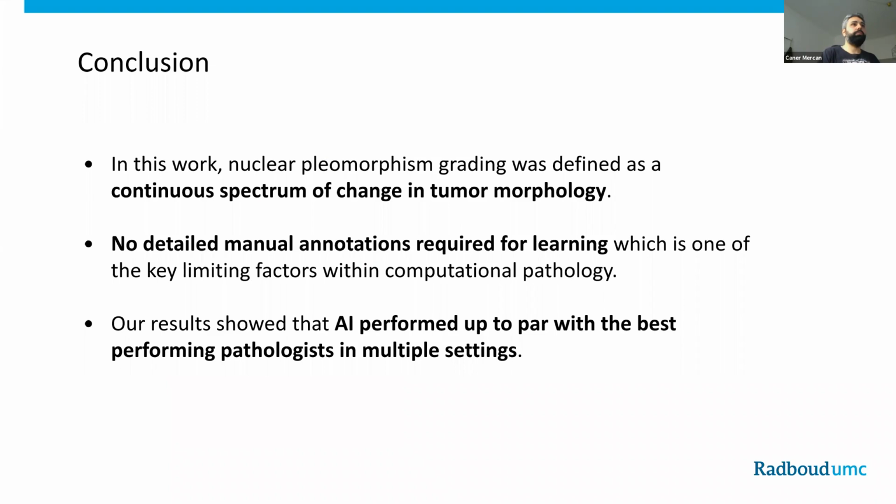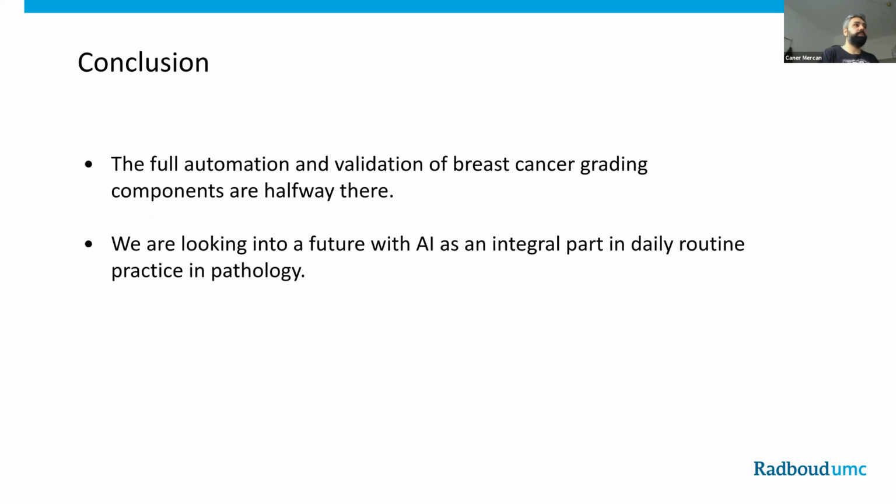With this, I would like to conclude the presentation. Here are the main takeaways. We showed that the AI could grasp the concept of nuclear pleomorphism scoring as a continuum of the change in tumor morphology. Training such a network did not need any manual annotations, which is one of the key limiting factors in computational pathology. On top of that, AI performed up to par with the best performing pathologists in multiple settings. So full automation and validation of breast cancer components are halfway there, I think.